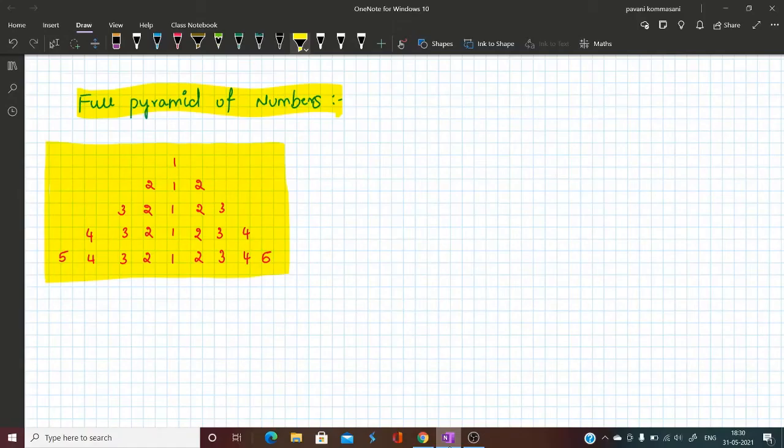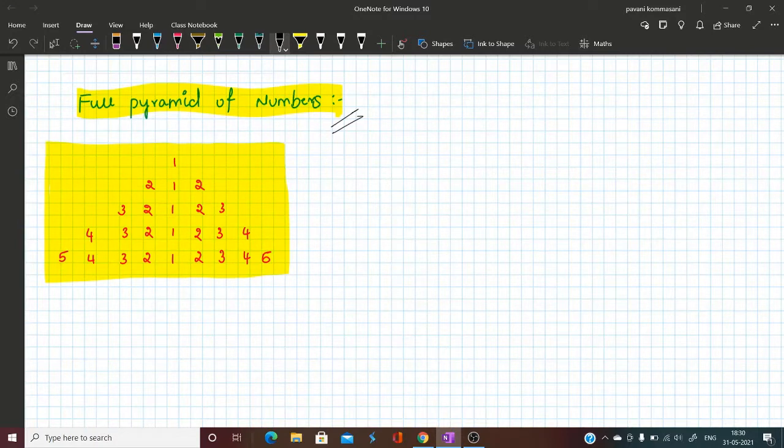Hey guys, our next question is full pyramid of numbers. In the previous video, we covered the full pyramid of stars, and these are numbers. These two questions are not the same, because some math is involved here. We have to modify the questions and steps. Okay, we have to modify the steps.